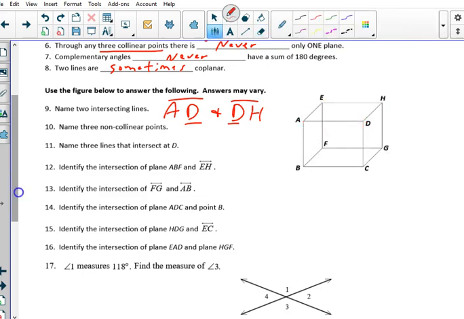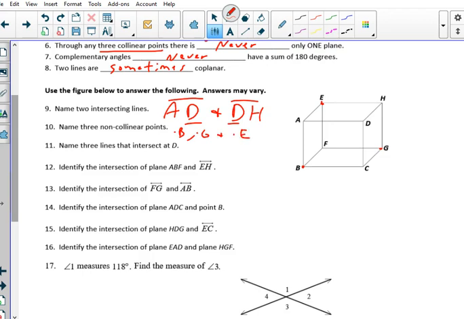No pun intended. Name three non-collinear points. Pick any 3 points on there, because if you actually look at it, there are no 3 collinear points. So any 3 points you pick are not going to be on the same line. So B, G, and E. Point B, point G, and point E.